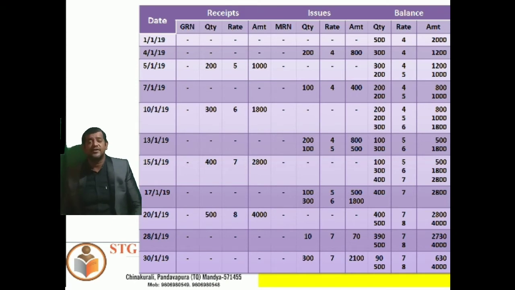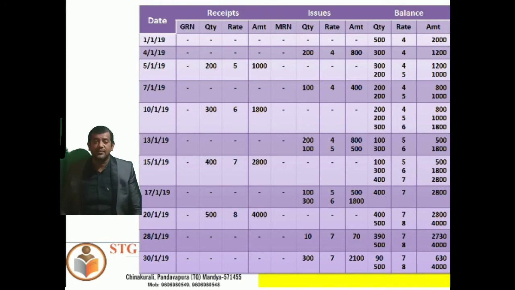Look at the first 1/1/2019 balance column. How many quantity were there? 500. Out of 500, how many have I issued on 4th? 200. So the balance quantity will be 300. What is the per unit price? 4 rupees. So 300 4s, 1200 rupees. On 5/1/2019, under receipts column there is a receipt. How many units? 200 units at what price? 5 rupees. Under GRN it is nil, that means a dash.